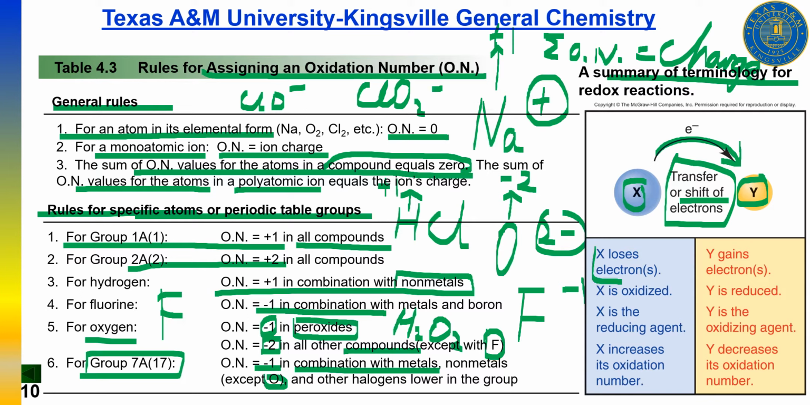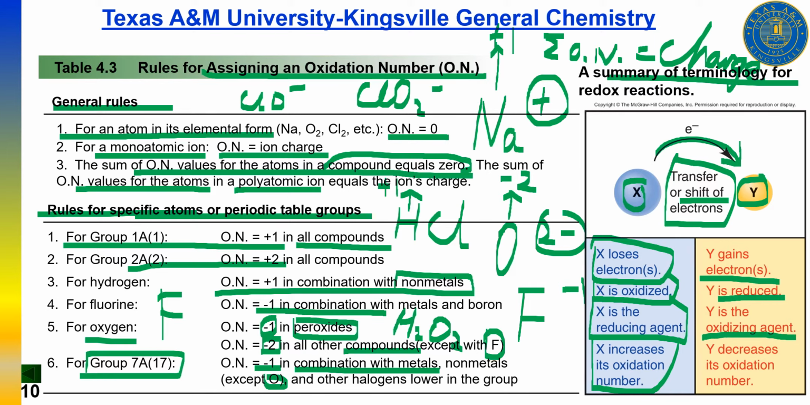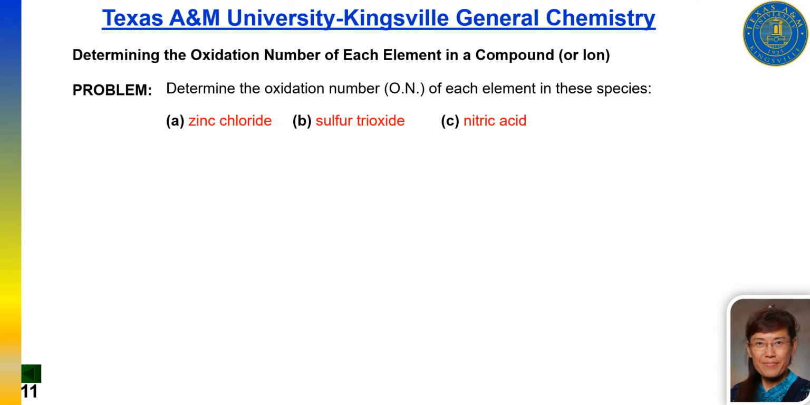X loses electrons. X has been oxidized. This X is the reducing agent. X's oxidation number has increased. On the other hand, your Y gains electrons. Y has been reduced. This Y is called the oxidizing agent. The oxidation number for this Y has decreased. Those are some key terminologies in your redox reaction.